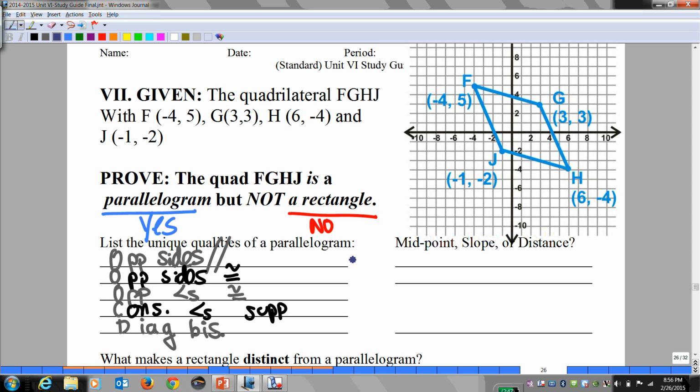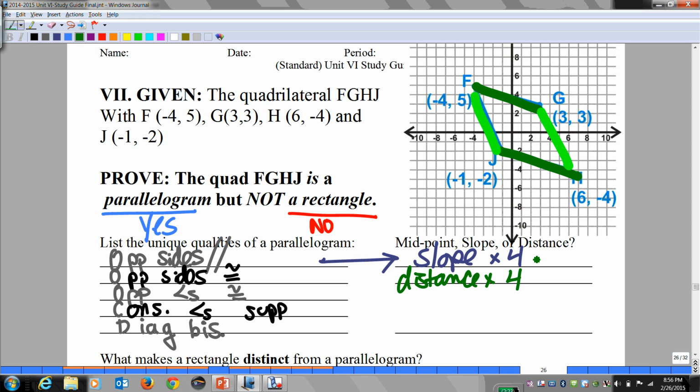So to show opposite sides were parallel, I'd have to do all 4 sides, 1, 2, 3, 4, and to do that, I would use the slope equation 4 times, all 4 sides. If I wanted to show that opposite sides were equal, I would do distance this way, distance that way. So I would have to do the distance equation 4 times to show that opposite sides were equal.